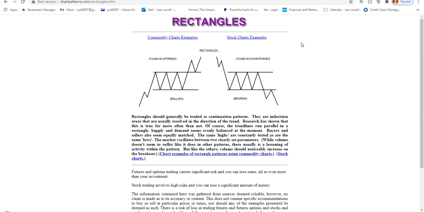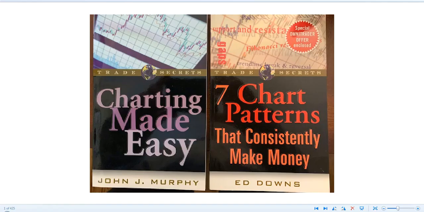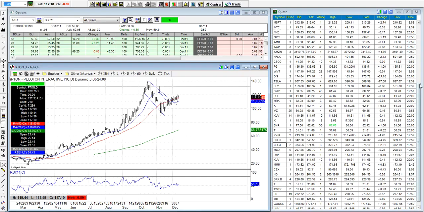So chartpatterns.com, Barchart, StockCharts, TradingView, and lastly, let me pull up a couple books for you. Charting Made Easy and 7 Chart Patterns That Consistently Make Money. John Murphy, Ed Downs. You can get these off of Amazon.com. Okay, so let's go back to the charts, take another look at things.